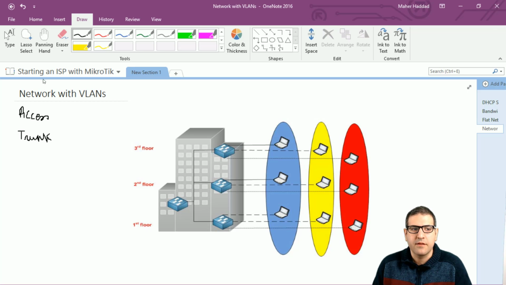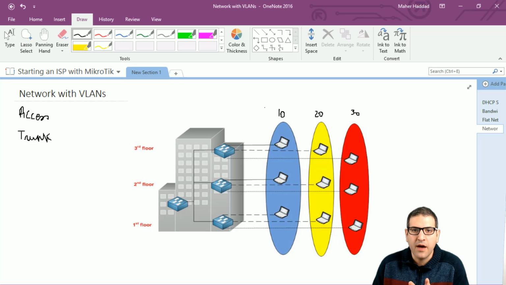Access, that means what? For example, we said that this is VLAN 10, this is VLAN 20, and this is VLAN 30. That's what we want to do. In this case, all PCs here should be on VLAN 10. So how do we do that?